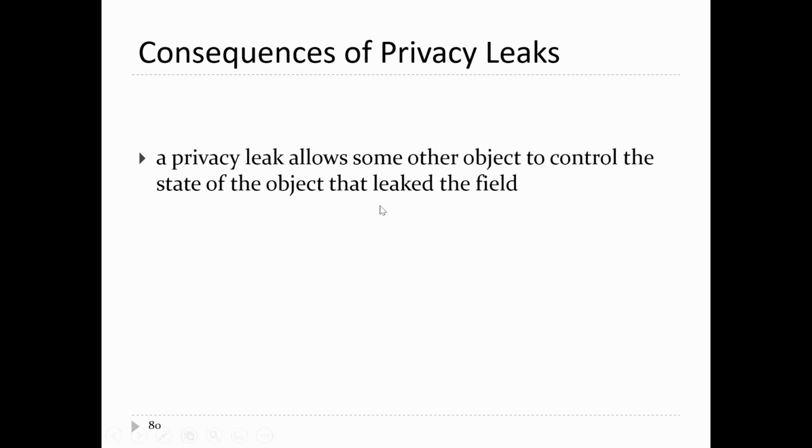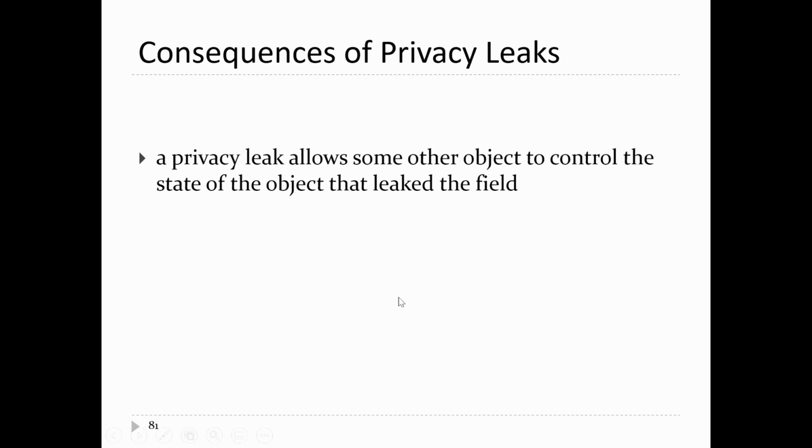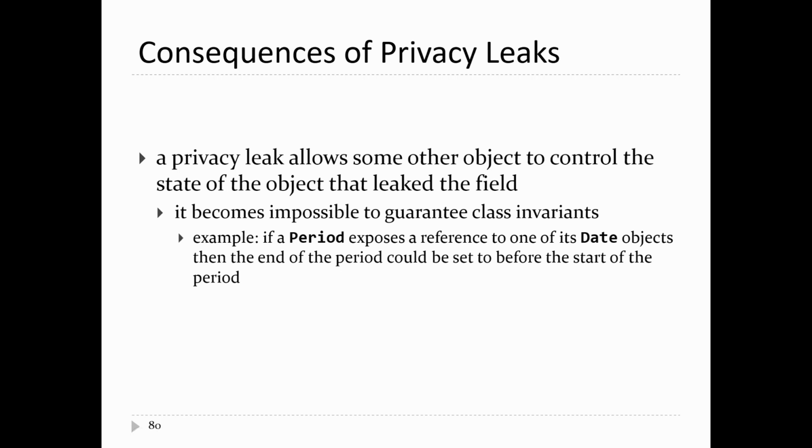A privacy leak allows some other object to control the state of the object that leaked the field. That means it's impossible to guarantee class invariance, which is why you need a correctly implemented composition. If your class has a class invariant, and the invariant involves some sort of mutable reference type, you have to use composition. So if the period exposes a reference to one of its date objects, then the end of the period can be set to before the start of the period, and you now have a period object that doesn't respect its own class invariance.